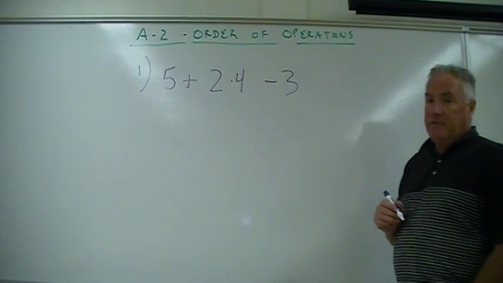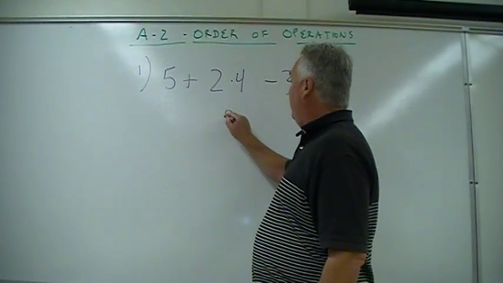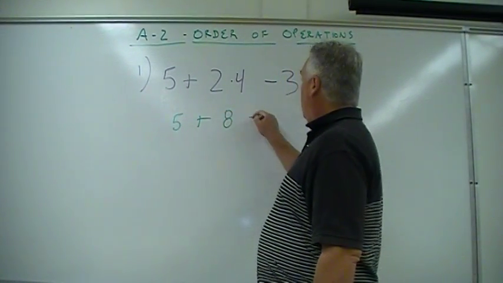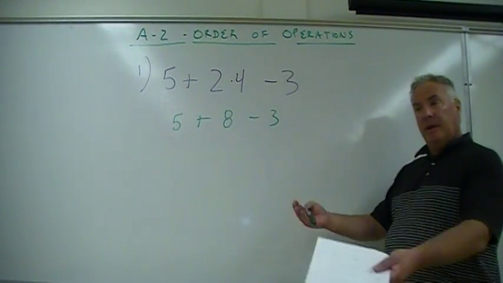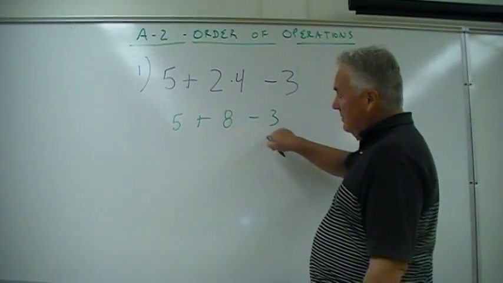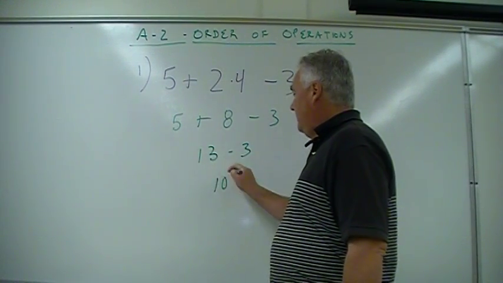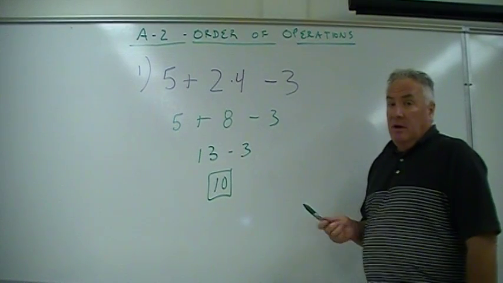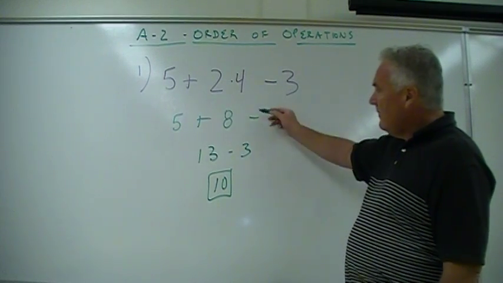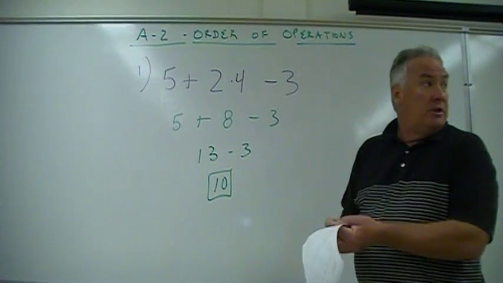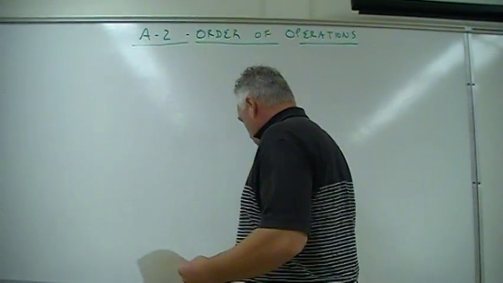So we have this. And since we have multiplication first, what we're going to do is 2 times 4 is 8. So we've done that math first. And now we just have addition subtraction. So we do it left to right. Whatever comes first, we do. So 5 plus 8 is 13. 13 minus 3 is 10. Guys and girls, this is what I would expect to see on your work paper as well. Working down the ladder, I call it, showing the steps for this. So that's number 1.